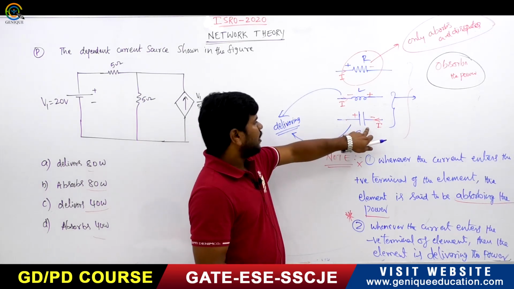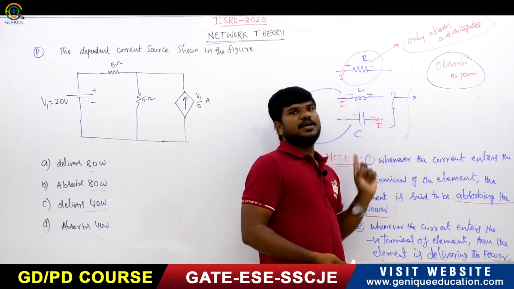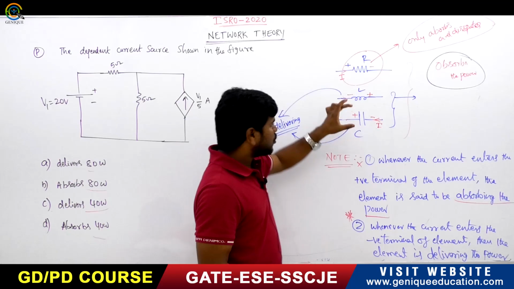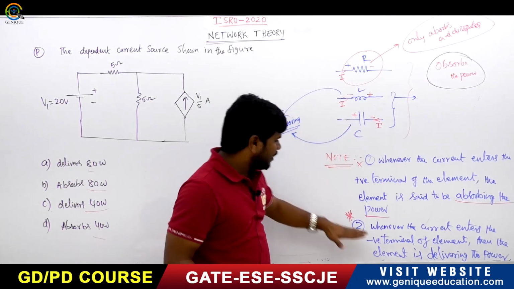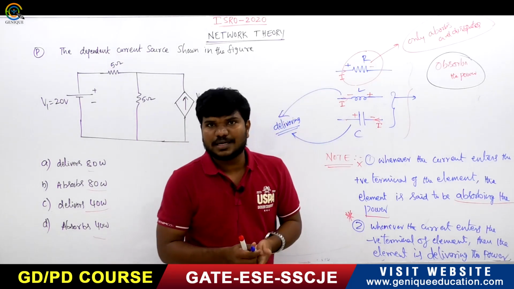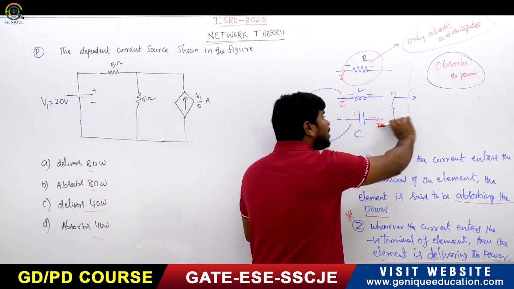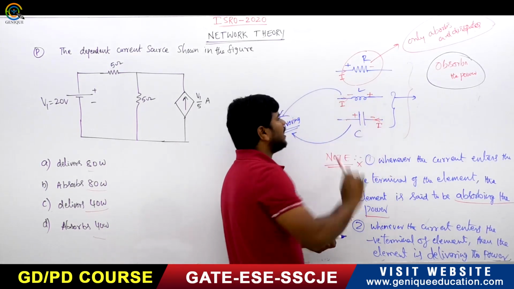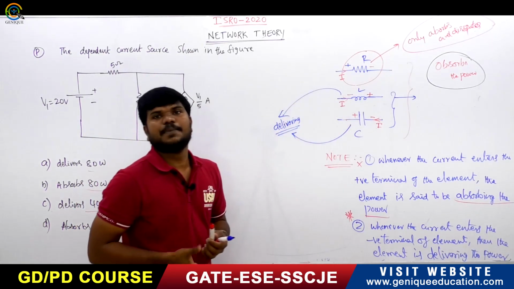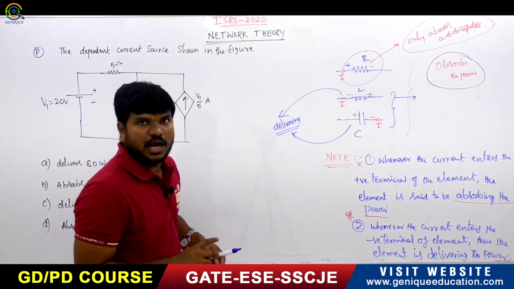Similarly, if you come to the capacitor, observe this. The current is entering the negative terminal of the capacitor. So that's why this capacitor is delivering the energy. Right? So one point you have to understand. Whenever the capacitor is delivering, then what happens? The current direction will be changed, but the polarities will be kept constant. The polarities of the capacitor are kept constant. So that is the point you have to understand.